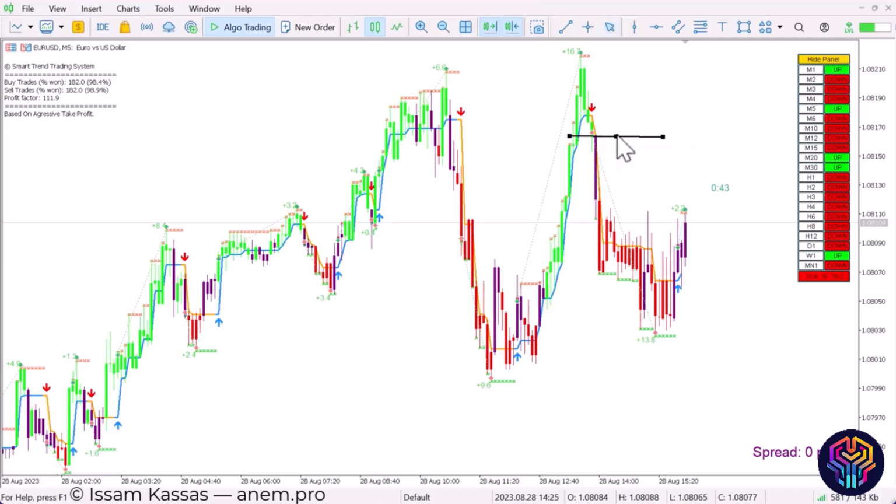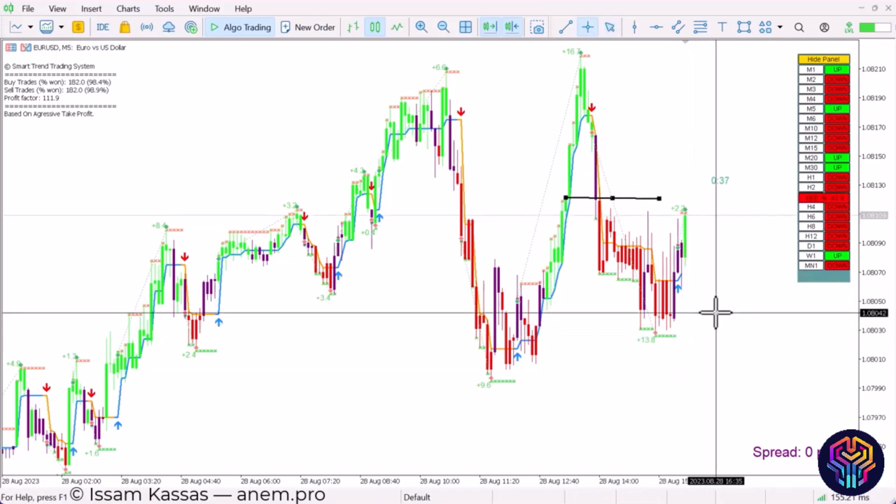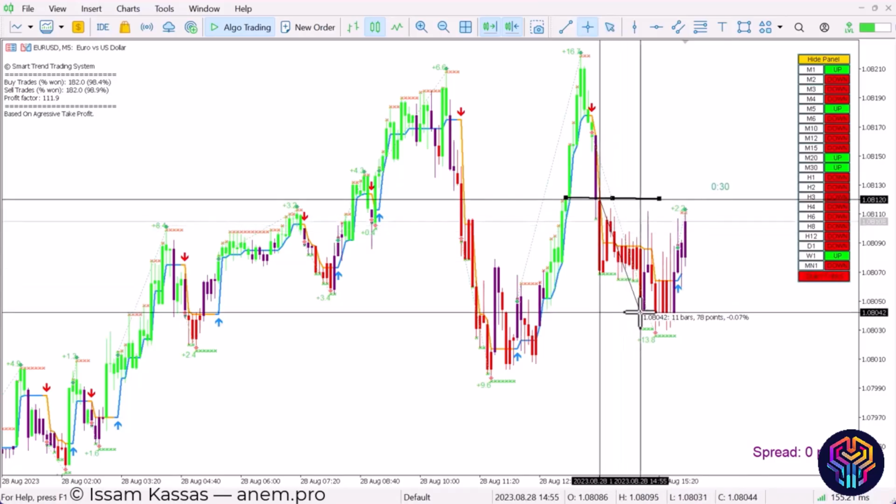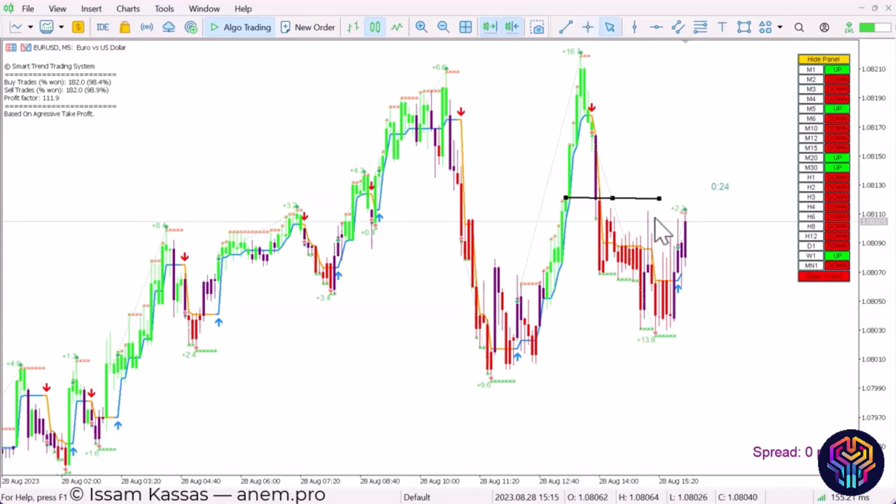So what I would do is wait for a change of color, and this is going to be my entry. And remember, when you are scalping, you're looking for a quick profit. You're not looking to ride the trend. So for example, here, if I got out here, that's going to be 7.7 points. That's pretty good. I would say that's something.